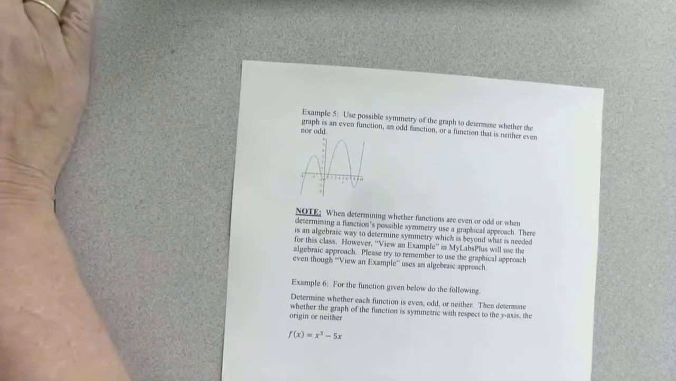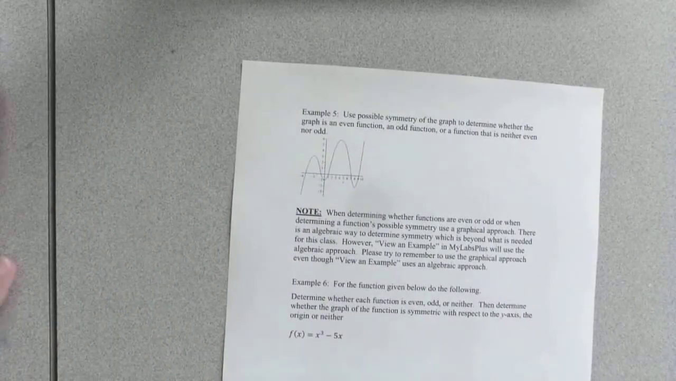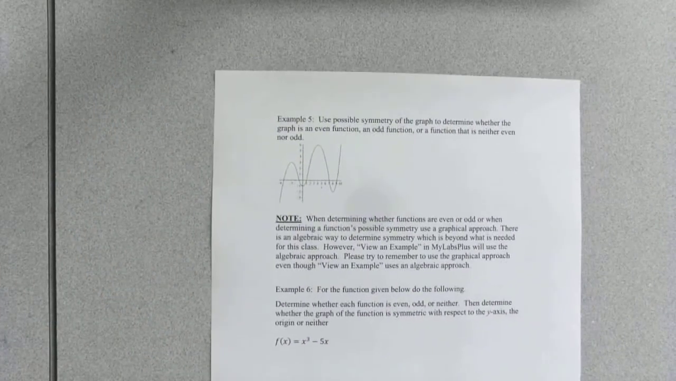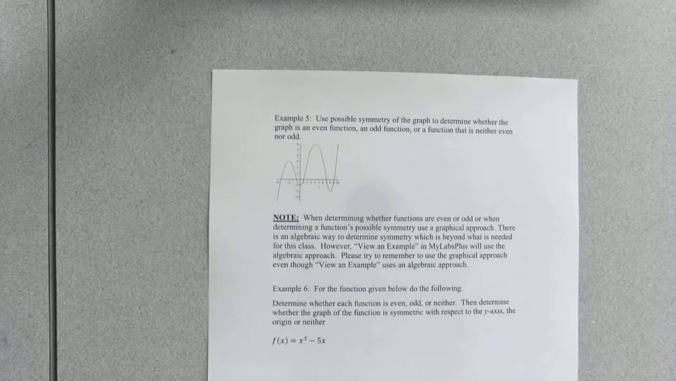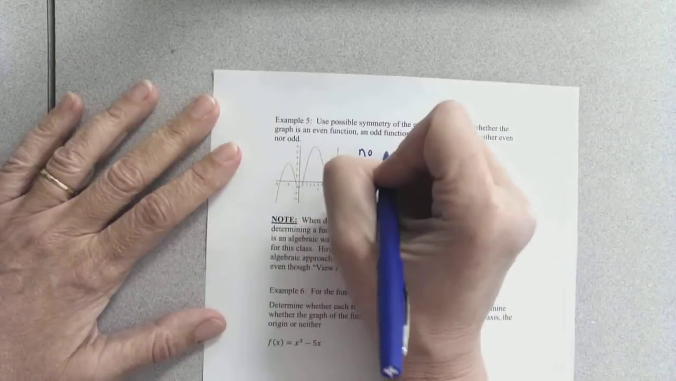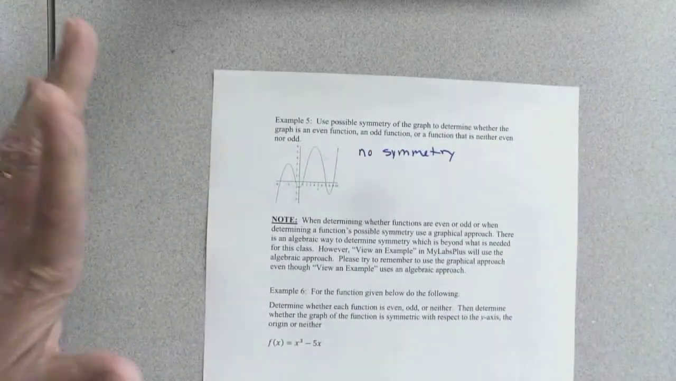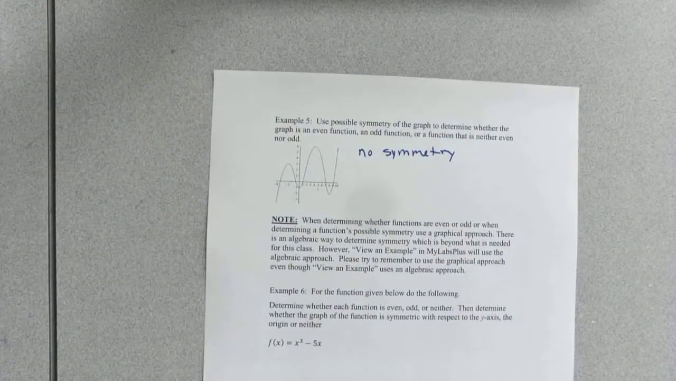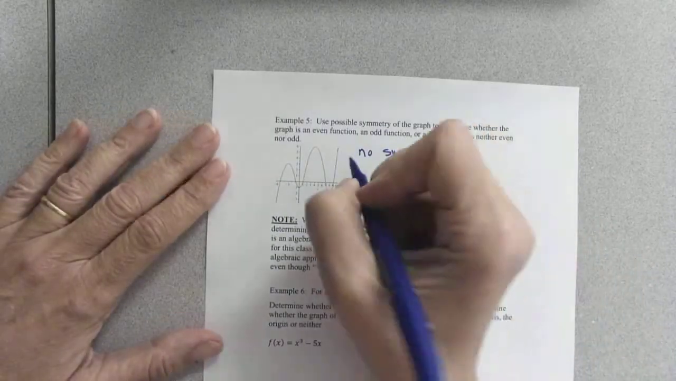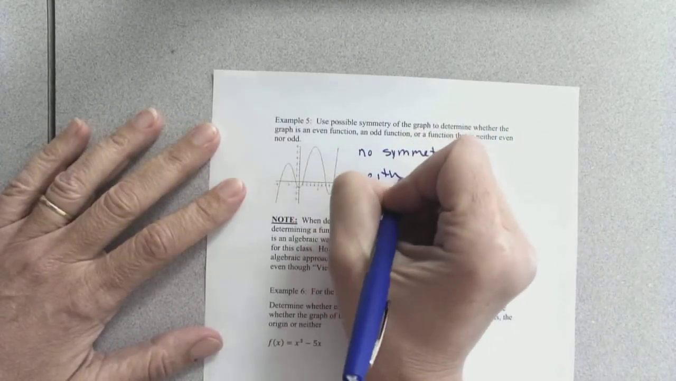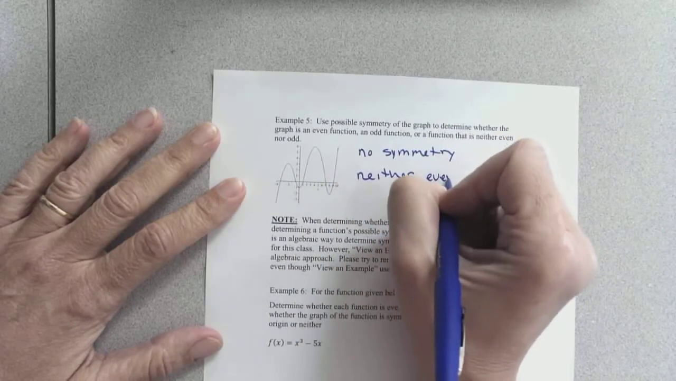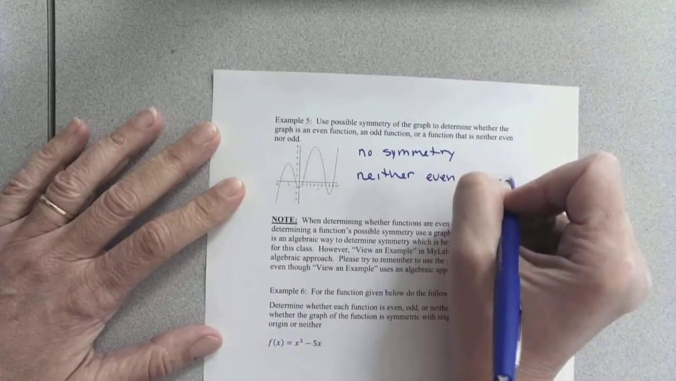Use possible symmetry of the graph to determine whether it's an even or odd function or a function that has neither of these. So I see that picture. It has no symmetry. It doesn't have y-axis symmetry. It doesn't have origin symmetry. It doesn't have x-axis symmetry. And since it has no symmetry, it's neither even nor odd.